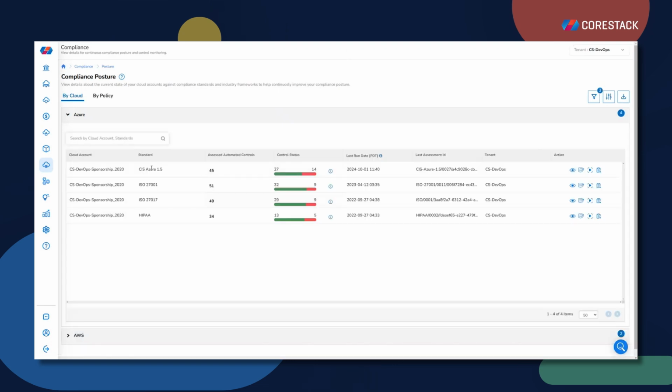So here we can see we have a particular cloud account that has been run against this particular standard, and this many automated controls exist in that standard. Out of those automated controls, we can get a better understanding of how many of those controls returned successfully or did not. For those that did not, we'll be able to better understand specifically what resources may have been causing that lack of compliance.